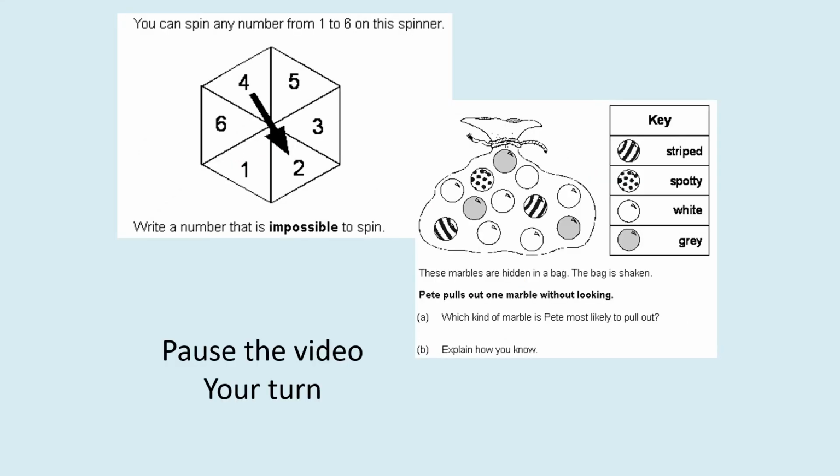Okay, so here are 2 questions for you to try. The first question's got a spinner. You can spin any number from 1 to 6 on the spinner, and your job is to write down a number that is impossible to spin.